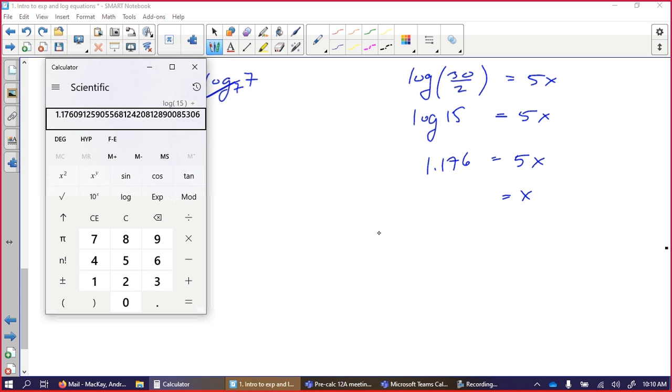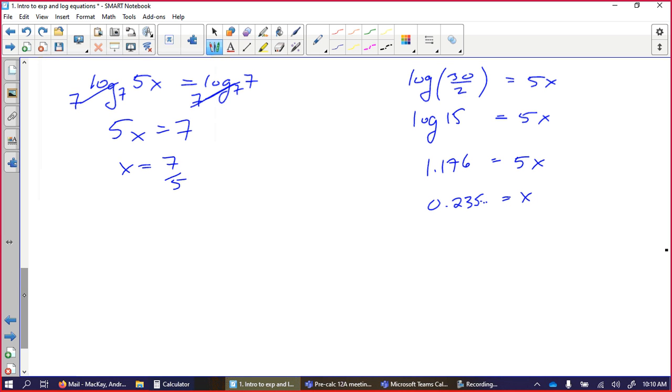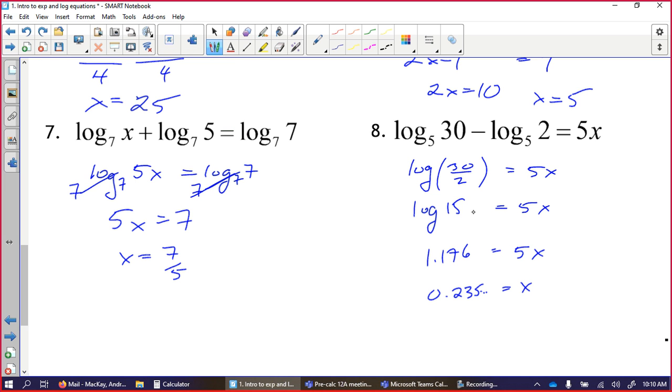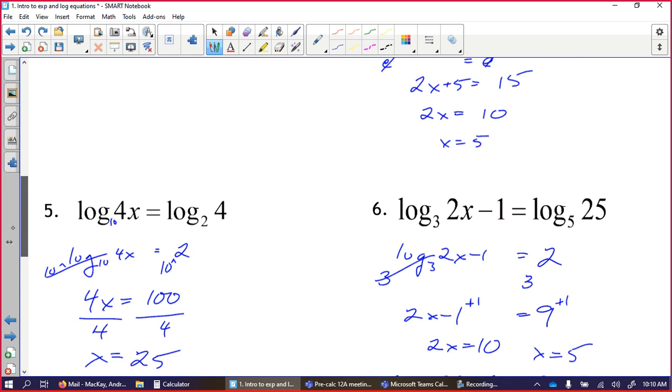Divide that by 5. And that is the end of that one, because there's no other way we can combine that. That's just a number.